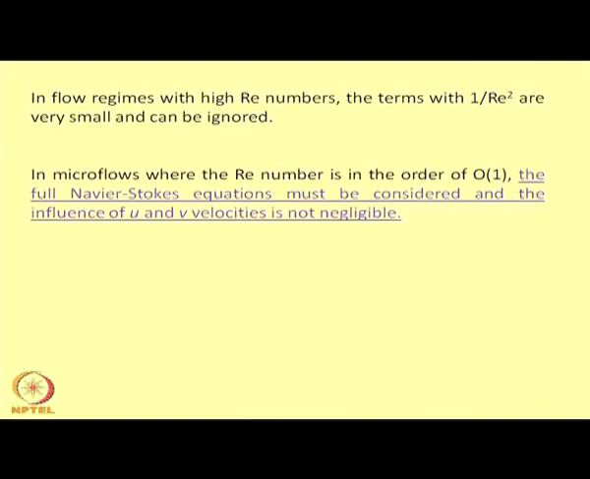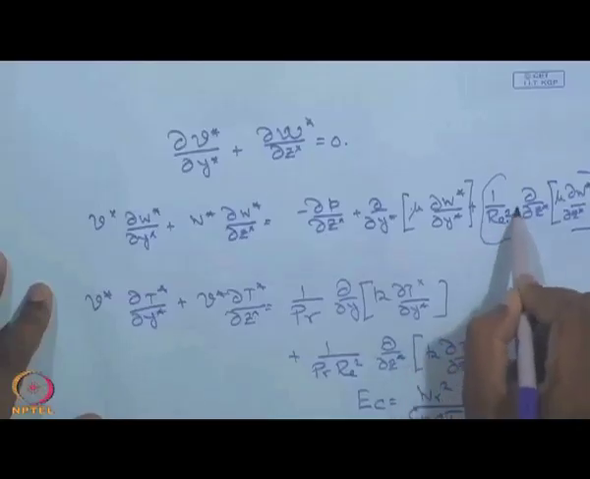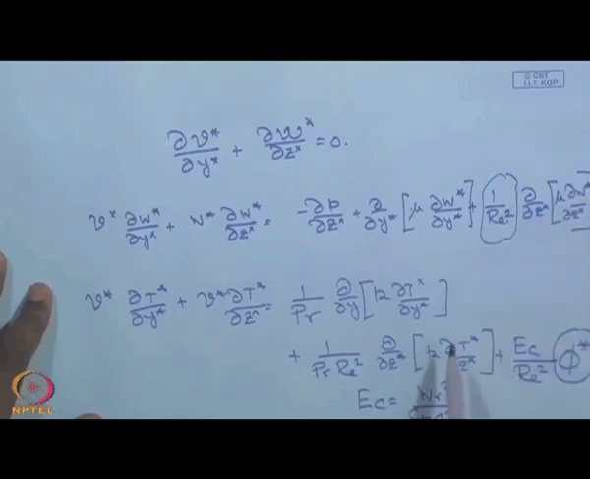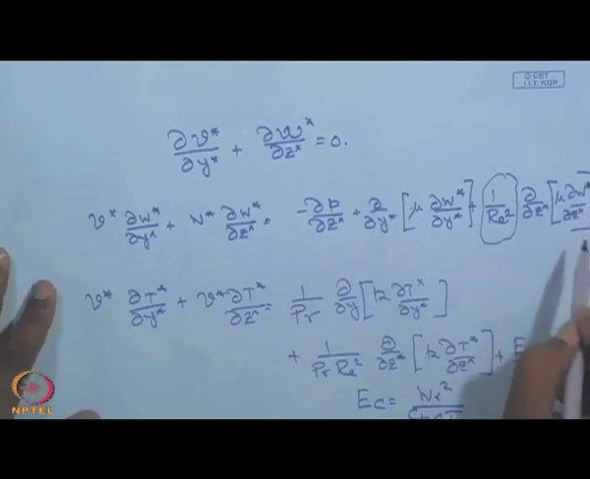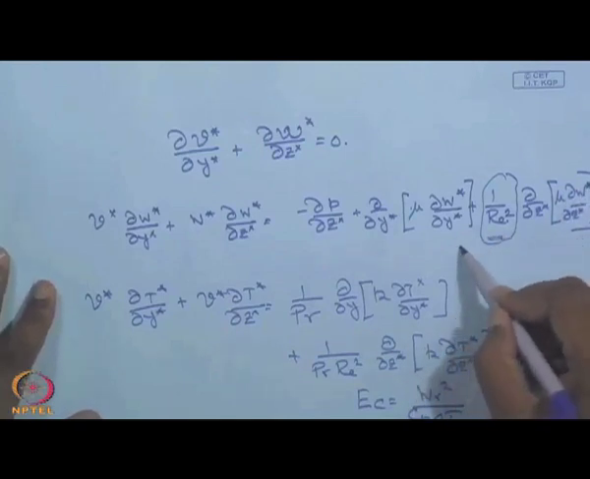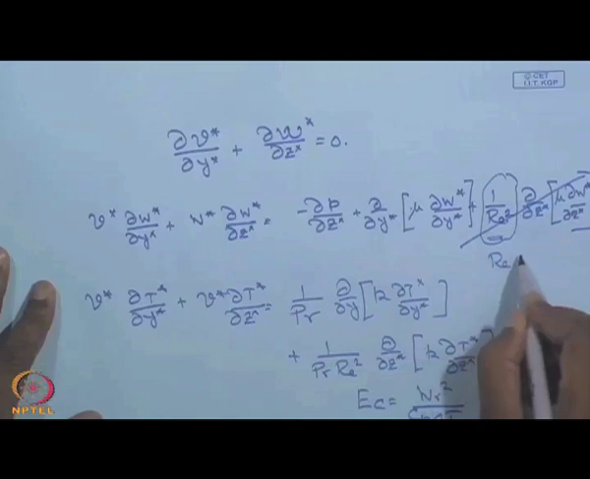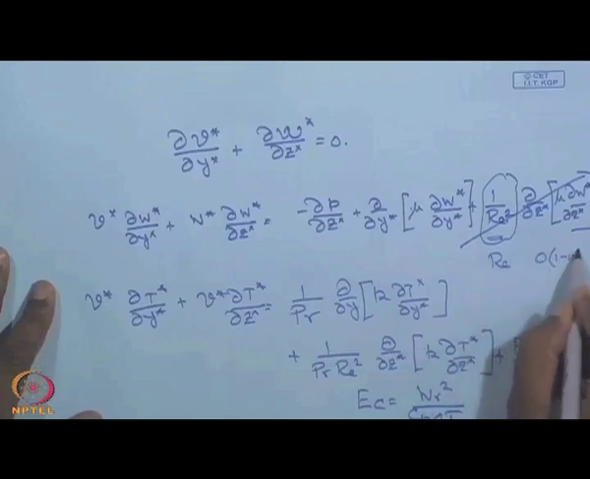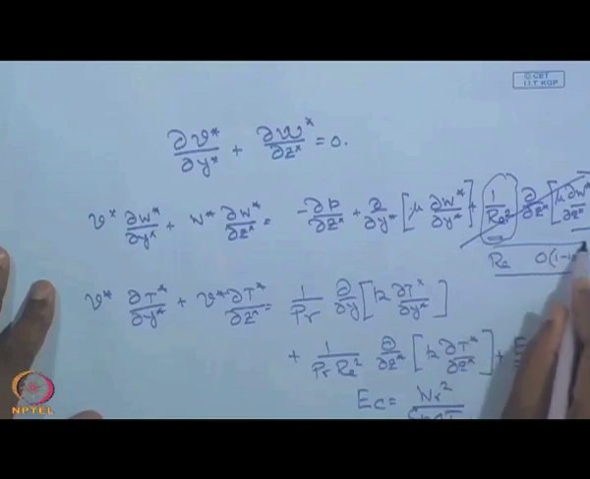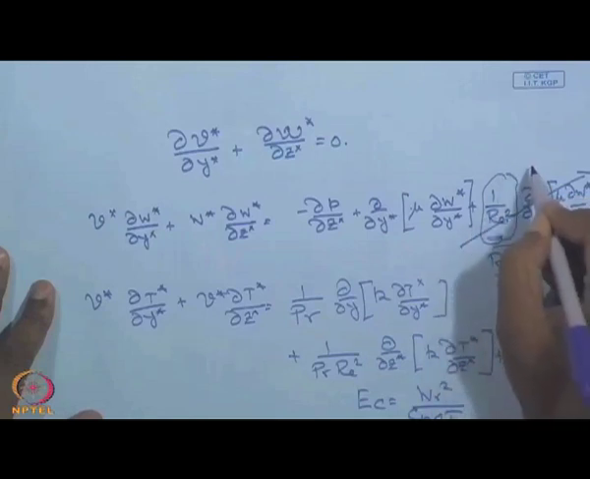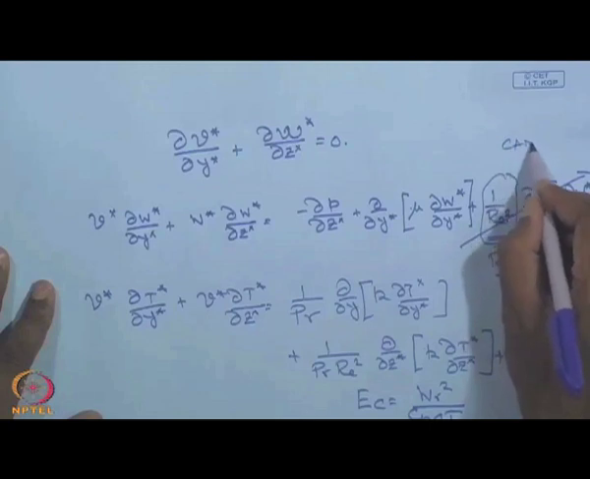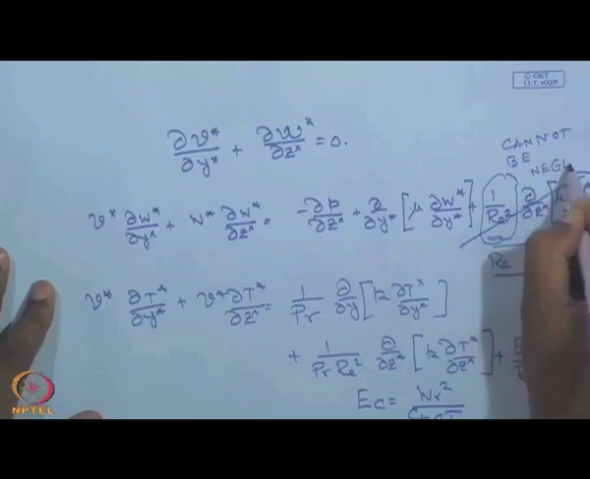Now, in flow regimes where you have a large Reynolds number, this term can be neglected. In most macro flow problems, the values of Reynolds number are quite large and therefore this entire term can be neglected. But in micro flows, the Reynolds number is generally of the order of 1 to 10. Since in micro flows the Reynolds number is small, this term cannot be neglected, and that creates additional problems.